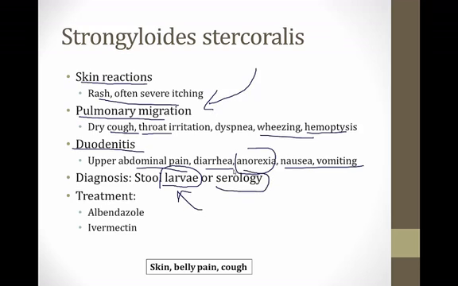You can also detect it with serologic blood tests. And the treatment is one of the bendazoles, albendazole, and another medicine called ivermectin. So the buzzwords here for Strongyloides are skin, belly pain, and cough. Those are the three things I always remember about this worm infection, and that reminds me that it penetrates the skin, gets into the belly, and also goes through the lungs to give you the cough symptoms.